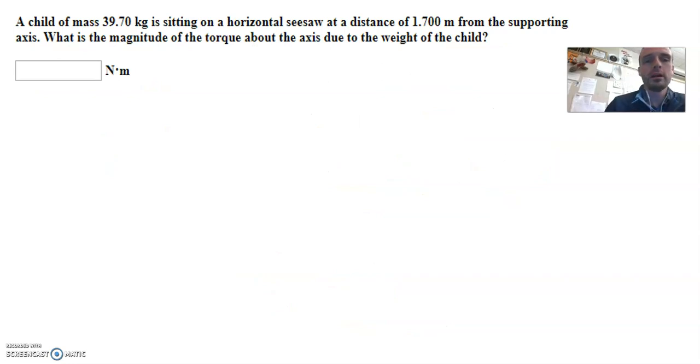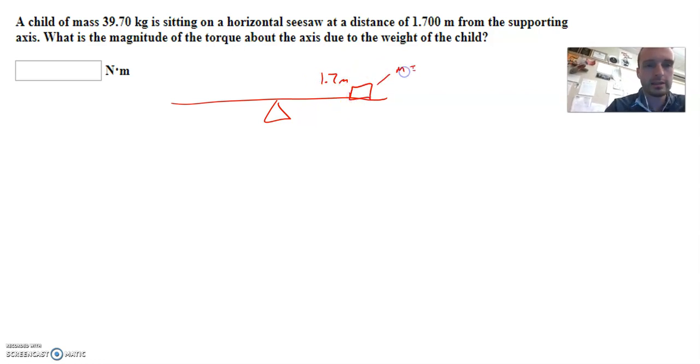How about this one? We're on a seesaw, a distance of, let's see, I'll put them over here, 1.7 meters, and that person is over here, and they have a mass of 39.7 kilograms. And so it says on a horizontal seesaw, what's the magnitude of the torque on the axis due to the weight of the child? Oh, good Lord, that's an easy one.